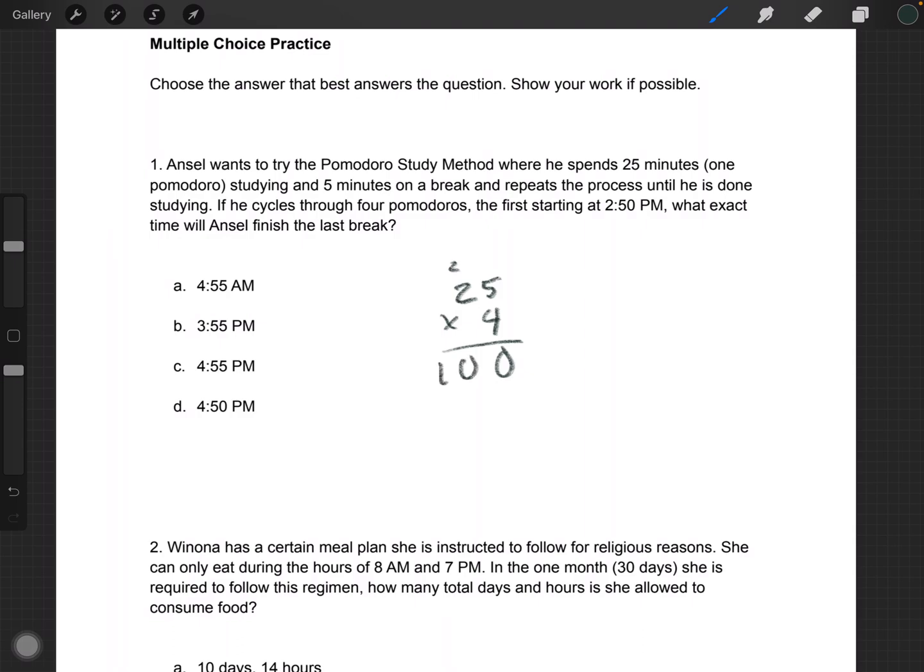So 4 Pomodoros, 100 minutes plus the number of breaks that he had. So 5 times 4 equals 20, so he has 120 minutes in total, and you want to add it on to 2:50 p.m. If you divide 120 minutes by 60, you'll find that it is equal to 2 hours. You can just add it to 2:50. So 2:50, and then 3:50, and then 4:50 p.m.